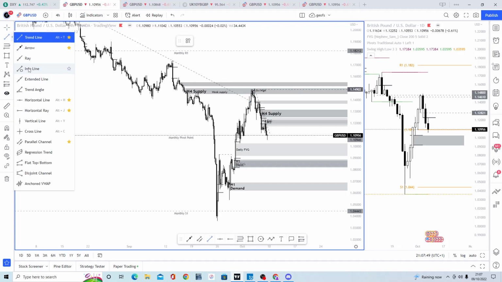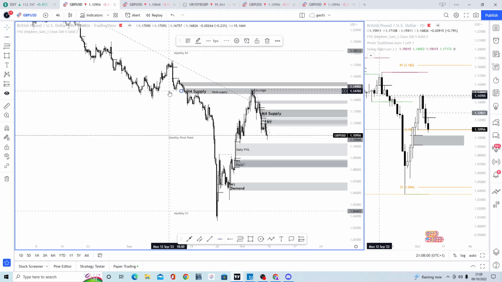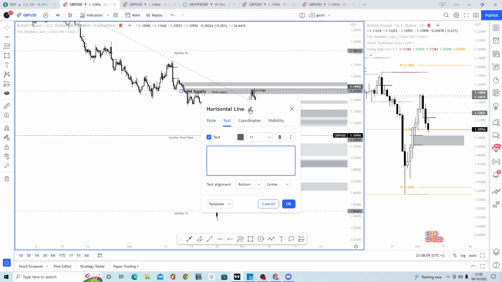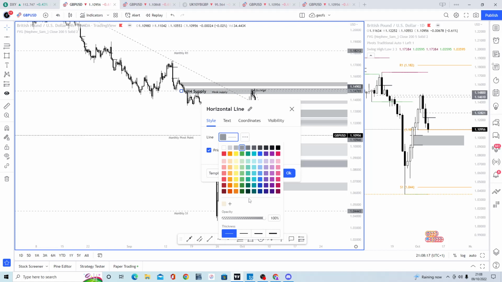What would you call an SBR? Anyone heard that term before, SBR? Support becomes resistance. So we could make it a zone or a line. Dash line.